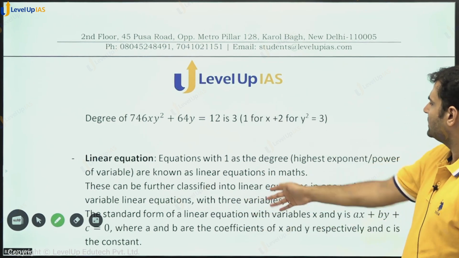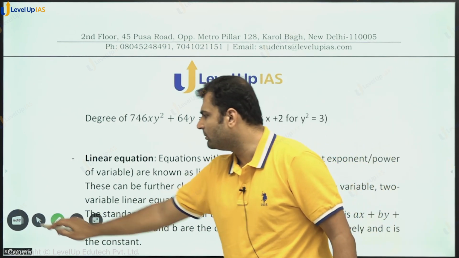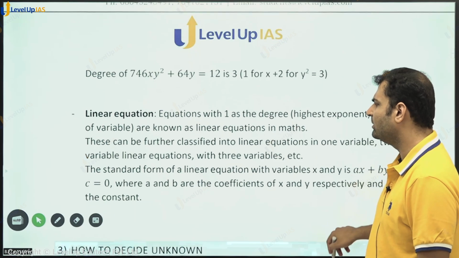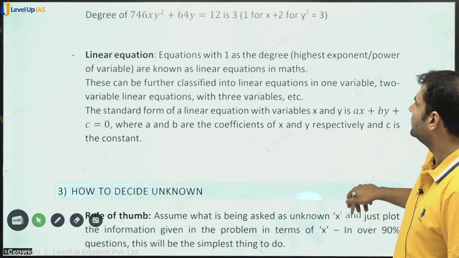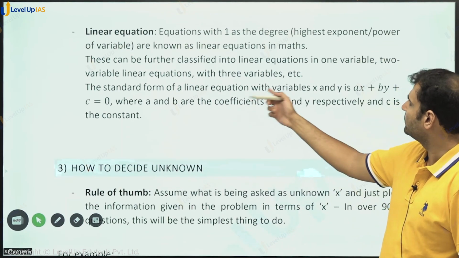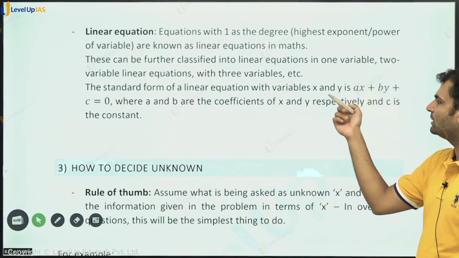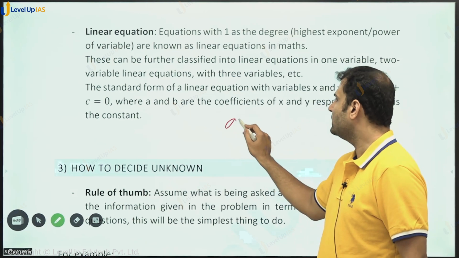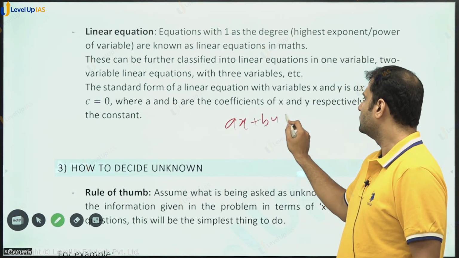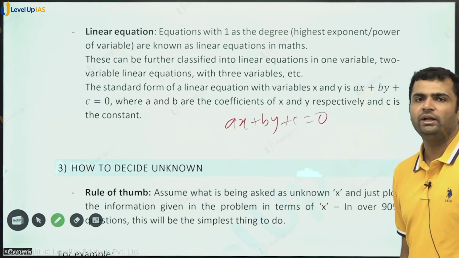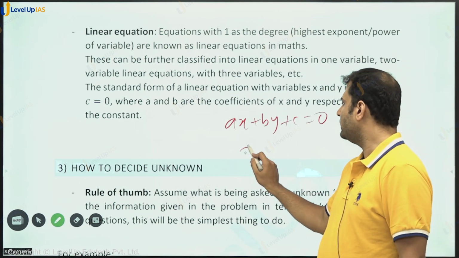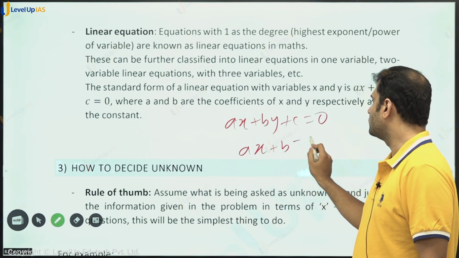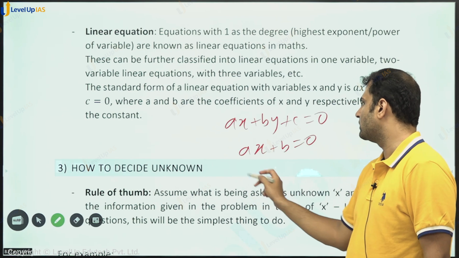They can be further classified as linear equation in one variable, linear equation in two variable, three variable, etc. ठीक है. So standard form of linear equation with two variables x and y is ax plus by plus c is equal to 0. ये होगा सबसे जनरल फॉर्म ऑफ linear equation with two variables. One variable क्या होगा? ax plus b is equal to 0. Degree 1 term, degree 0 term.